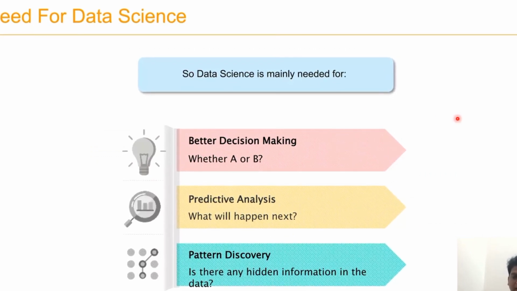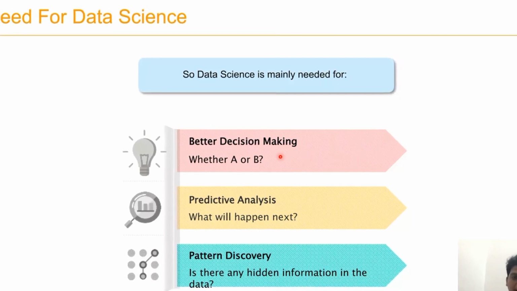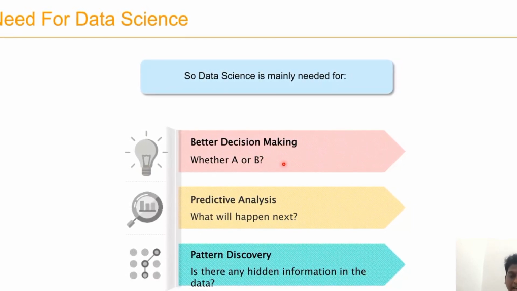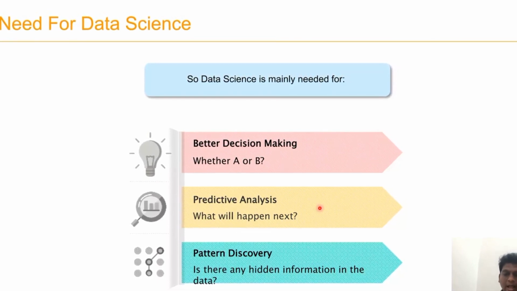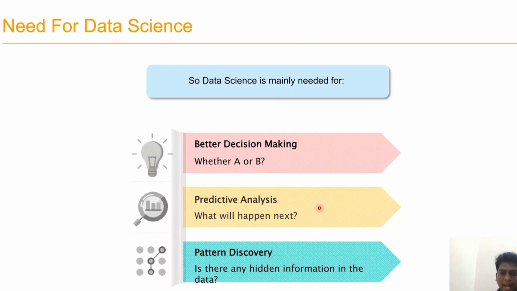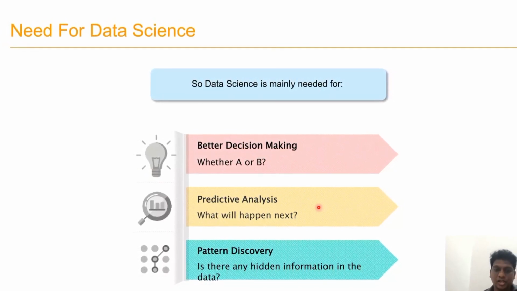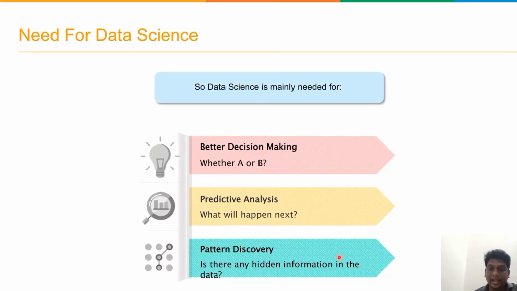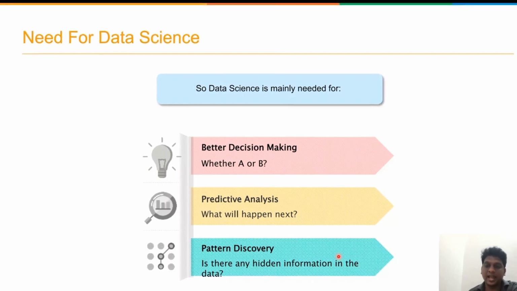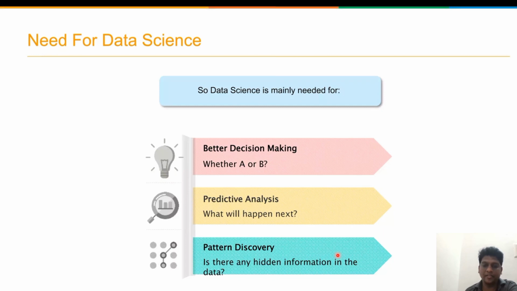From this we can observe that data science is mainly needed for, number one, decision making. For better decision making, we go for data science. Second is predictive analysis. It helps to identify what will happen next. It predicts the future. The third one is that it helps to identify the hidden information inside the data. So for pattern discovery, it helps in identifying the hidden data.